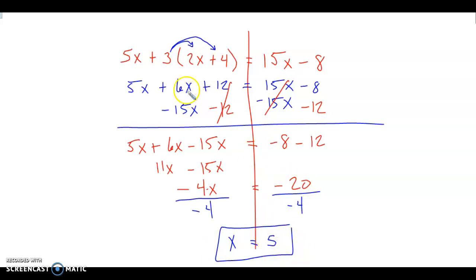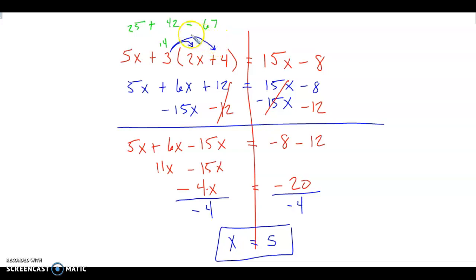All right, and you can go and plug this back in and make sure it works. 5 times 5 is 25. And then on the inside over here, so let's see, let's throw that up top. Let's change colors so it'll be easier to see what we're solving. So when we plug in 5, because that's what we solved, this will give us 25 plus, and then we got, let's see, 2 times 5 is 10, 10 plus 4 is 14, 14 times 3, what's that going to give us? Let's see, 30, 42, and that all equals 67.